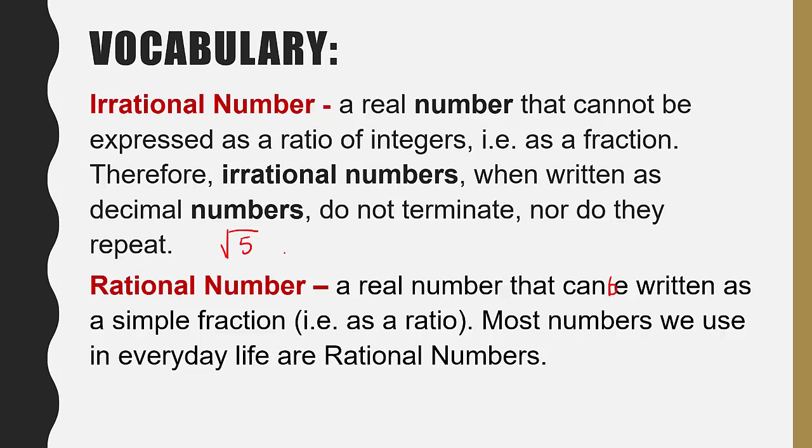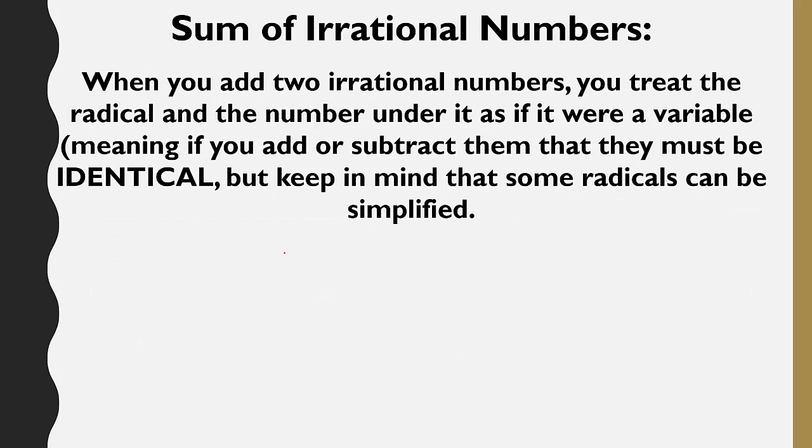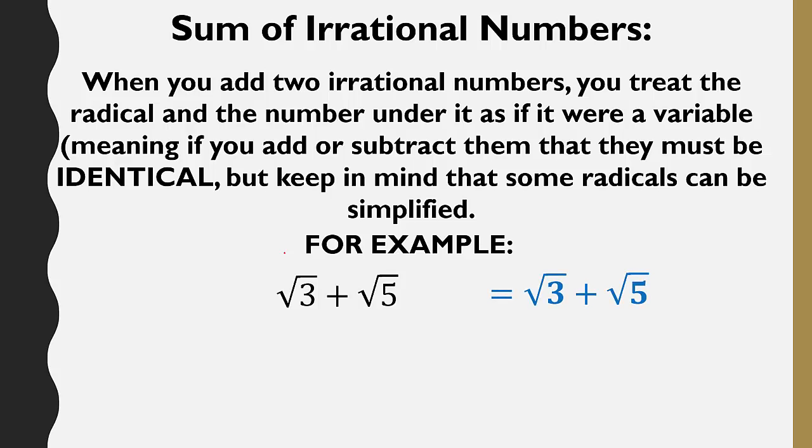Just because you have a radical does not automatically mean it's an irrational number. So please bear that in mind. That is not automatic. All right, so for the sum of irrational numbers, when you add two irrational numbers, you treat the radical and the number under it as if it were a variable. Meaning if you add or subtract them, they must be identical. Keep in mind, however, that some radicals can be simplified. So for example, the square root of 3 plus the square root of 5, you can't do anything with it. They're not the same. The answer would just be square root of 3 plus square root of 5.